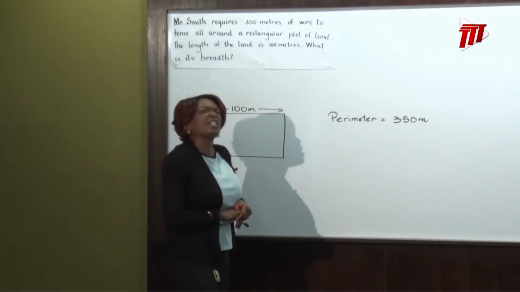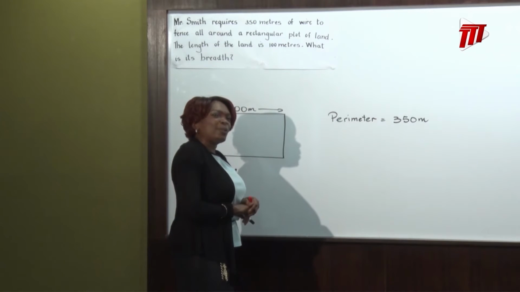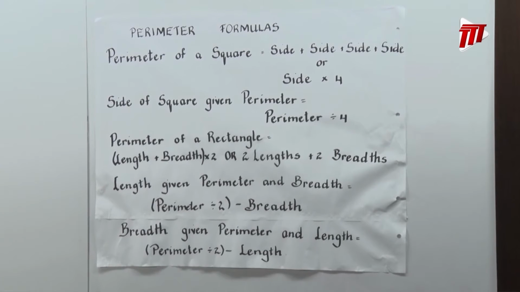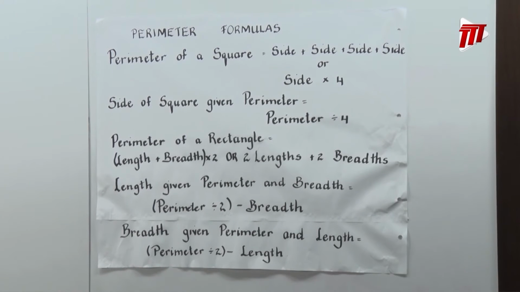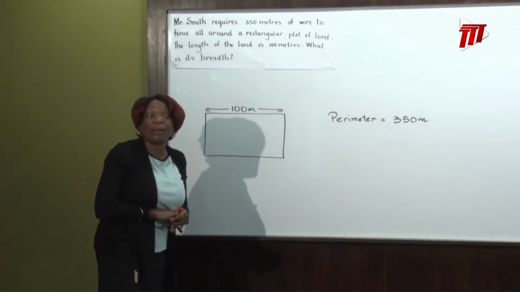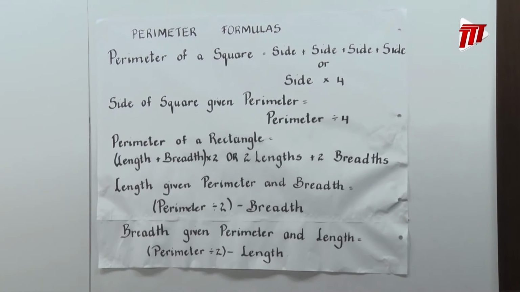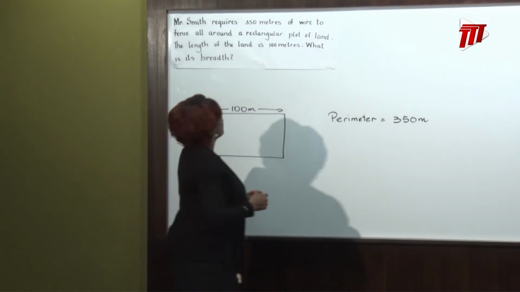You want to check the formula chart, or you know what to do? Do you know what to do? Yes. What is the rule to find the missing dimension? In this case, the missing dimension is the breadth. What would we say? Perimeter divided by 2, take away the length. So let's do that now.